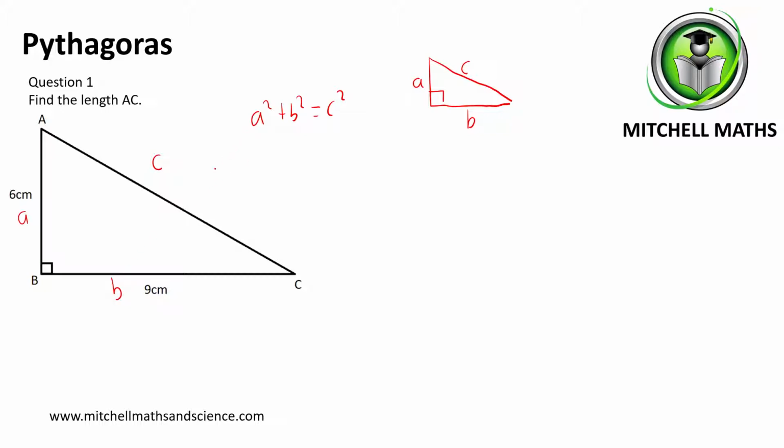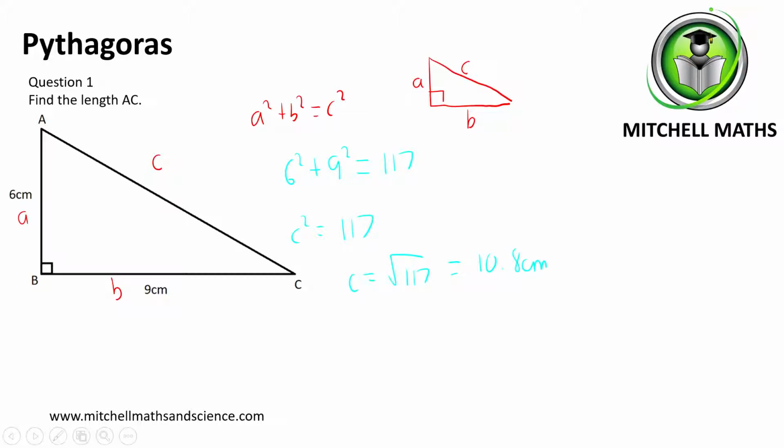And then we need to put the numbers into the formula. So 6 is A, so we've got 6 squared. We've got B, which is 9. B squared is 9 squared, and that's going to equal C squared. 6 squared plus 9 squared is 117. And we know 117 is equal to C squared. And in order to find C, we'd need to square root both sides. Therefore, C equals the square root of 117, which is equal to 10.8 centimetres.